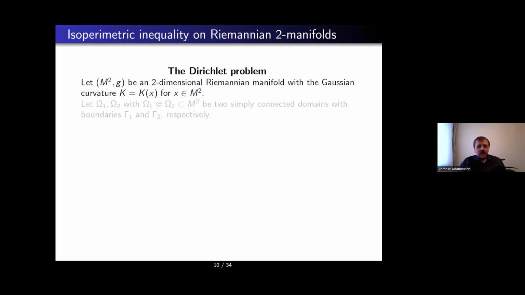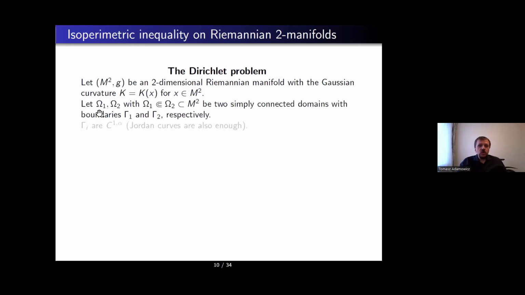Okay, so now I would like to focus on the key part of my presentation and look at isoperimetric inequalities on Riemannian 2-manifolds. First we need to define the Dirichlet problem, which, as you will see, is quite similar to the one investigated by Longinetti and Alessandrini. Let M2 be a two-dimensional Riemannian manifold with Gaussian curvature denoted by K, and we allow K to vary from point to point.